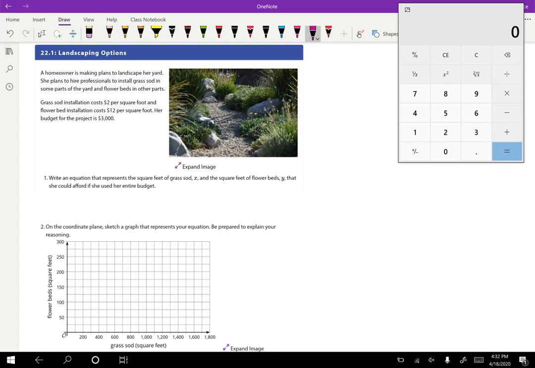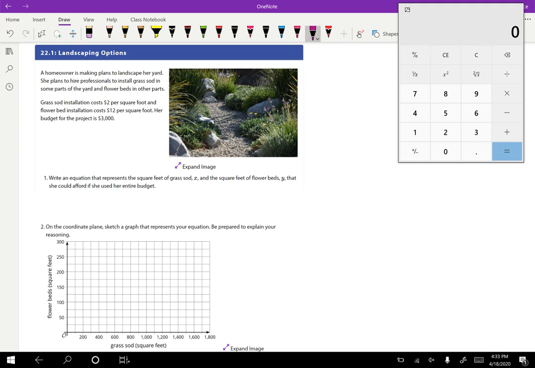I'm going to help lead you through Unit 2, Lesson 22 on inequalities and their applications. So let's go ahead and take a look at 22.1. You're going to see that all of these problems in this lesson are going to walk us through real-world applications of inequalities. So we're going to start off with 22.1, which is about landscaping options.